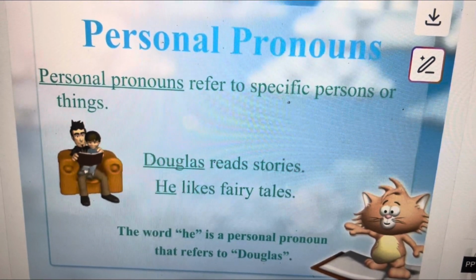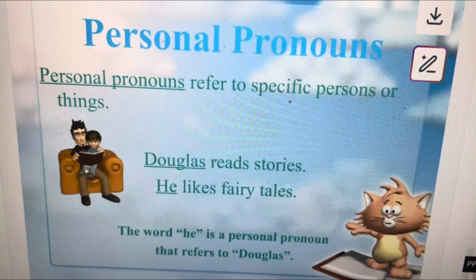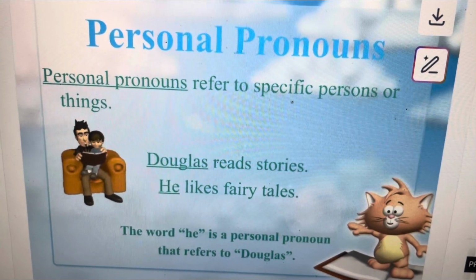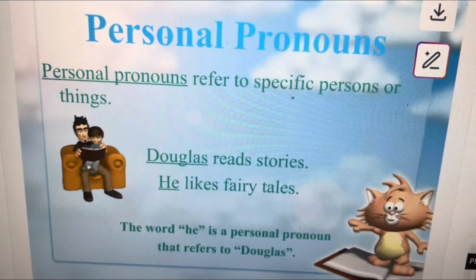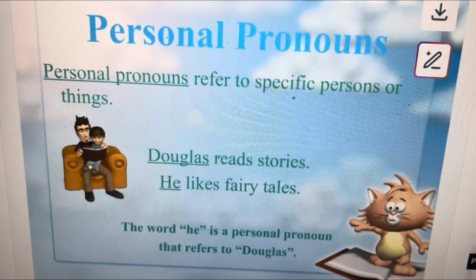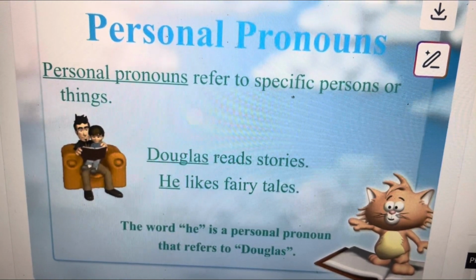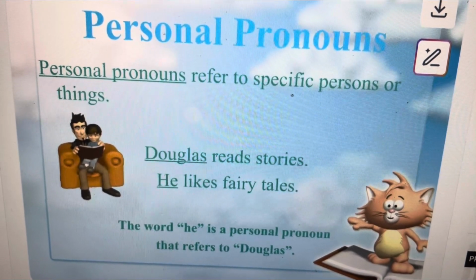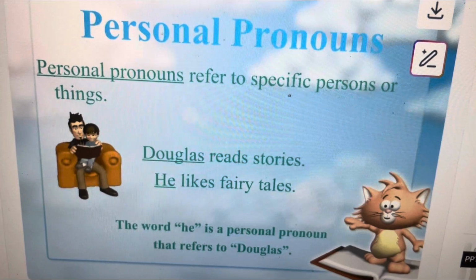Douglas reads stories. He likes fairy tales. We are talking here about a man named Douglas, and we are using a second sentence with a pronoun. The word he is a personal pronoun that refers to Douglas, the name of a person. So here is a personal pronoun.